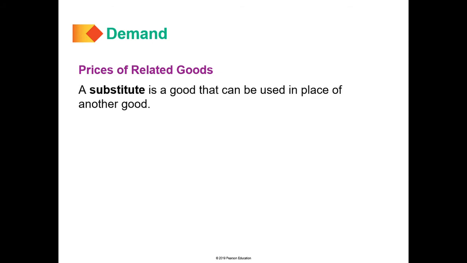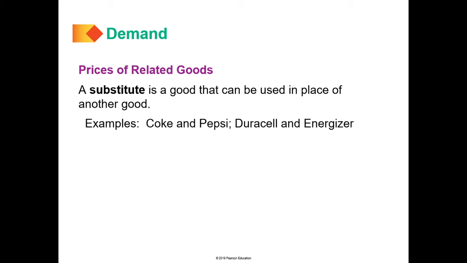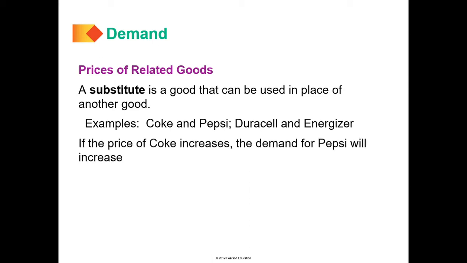A substitute is a good that can be used in place of another good. Some examples could be Coke and Pepsi or Duracell and Energizer. If I don't get the Coke, I can get the Pepsi. If I don't get the Duracell, I can get the Energizer. And the way these are related, if the price of Coke goes up, the law of demand says we're going to buy less Coke. So if we get less Coke, then we want the Pepsi. So the demand for the Pepsi will increase.